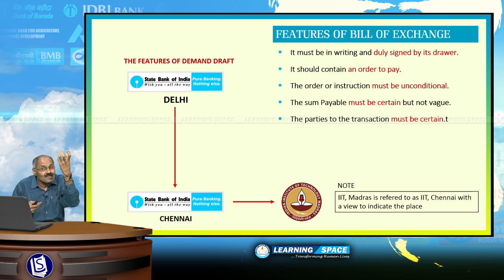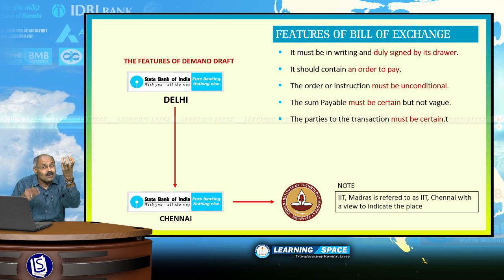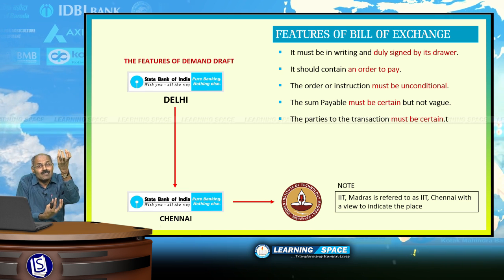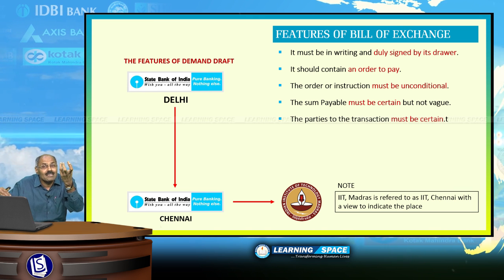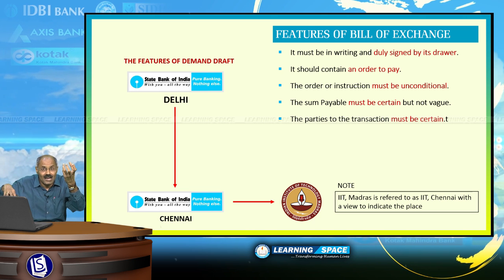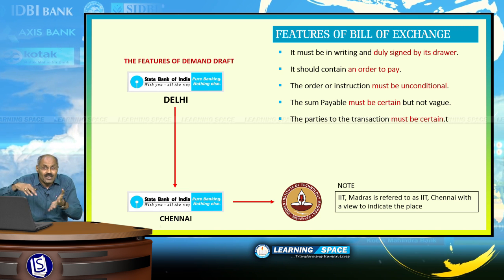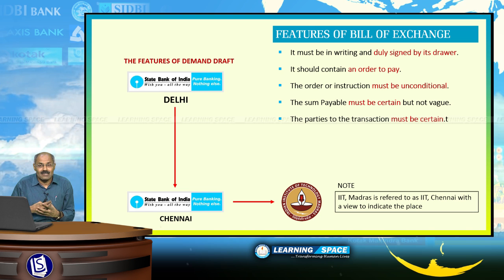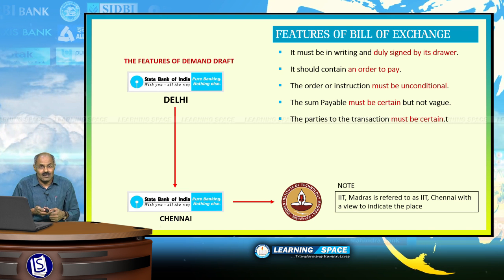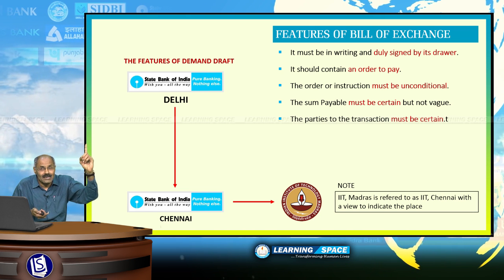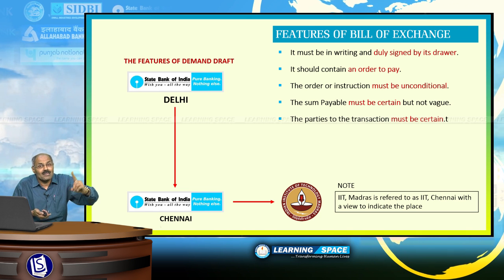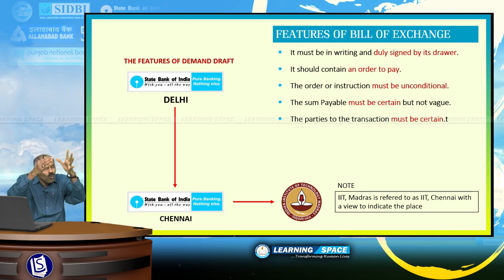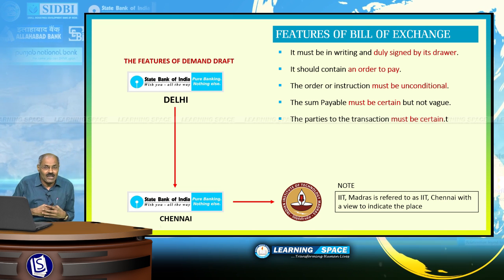Drawer in this case is State Bank of India Delhi to the drawee. Drawee here is State Bank of India Chennai. To pay money to the payee. Payee is IIT Chennai. So, bill of exchange you can interpret now as a demand draft, and in the Negotiable Instrument Act, bill of exchange was mentioned, demand draft was not mentioned, but the features of demand draft are more akin to bill of exchange.